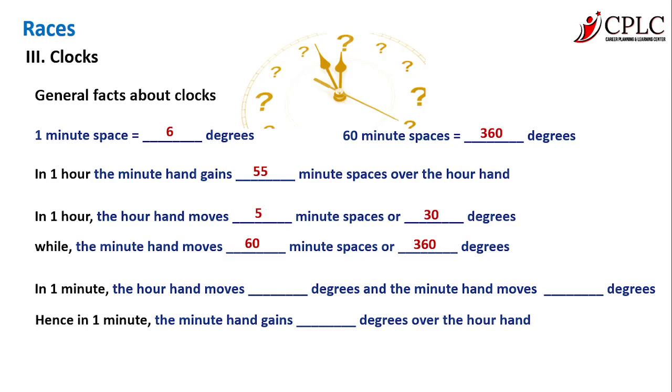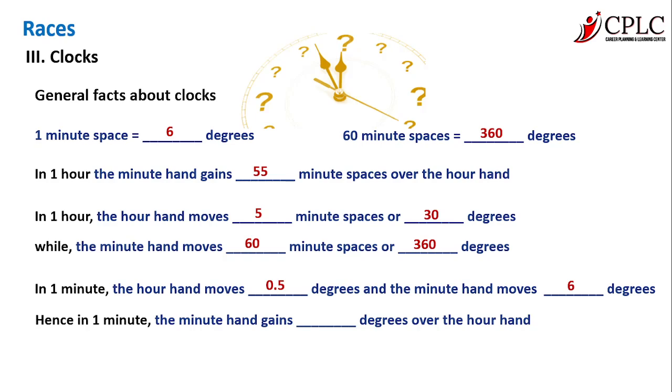Then lastly, in 1 minute, the hour hand moves half a degree, and the minute hand moves 6 degrees. So in 1 minute, the minute hand does 6 degrees, the hour hand does half a degree. The speed of the hour hand is half a degree per minute. You will get the answer.